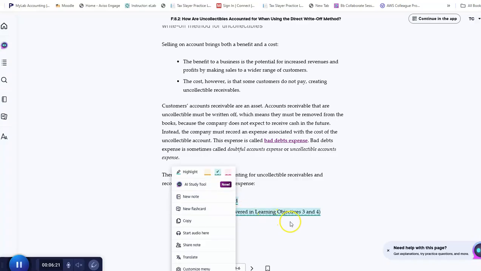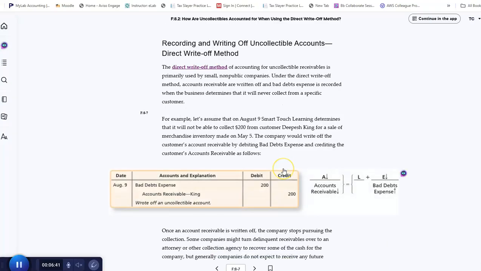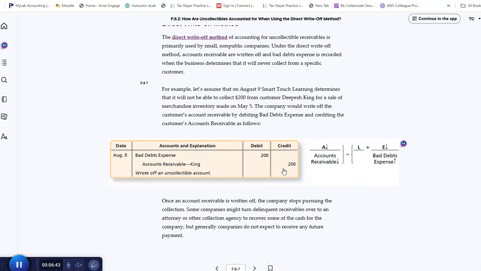The first one is the direct write-off method, and the second one is the allowance method. So we will discuss the direct write-off method first. It is not, however, GAAP, meaning it does not fall under generally accepted accounting principles. The direct write-off method can be used by smaller companies that use the cash basis. Let's talk about how it would work.